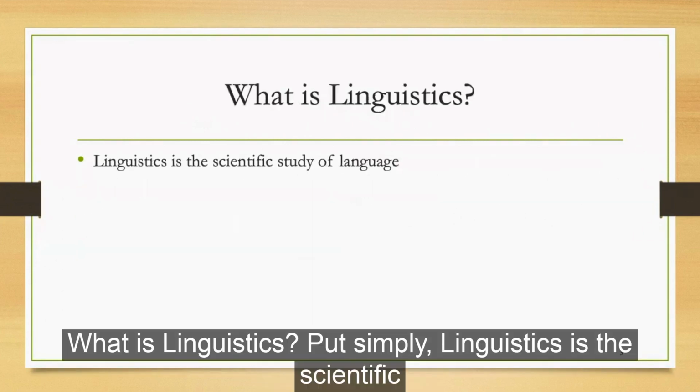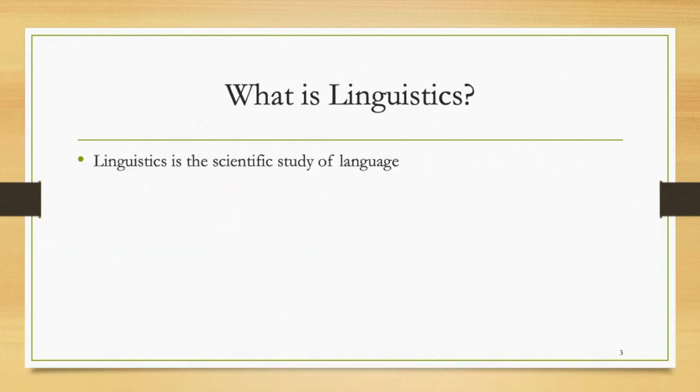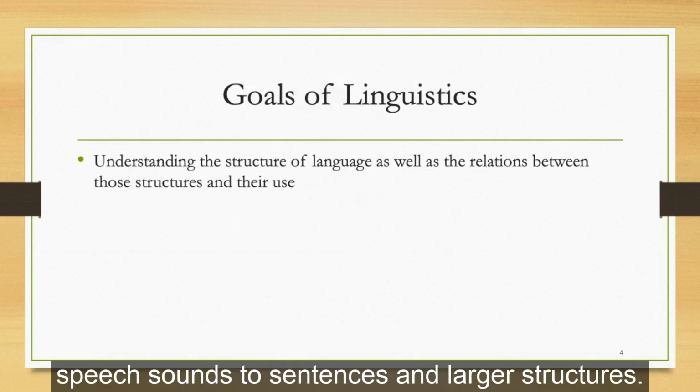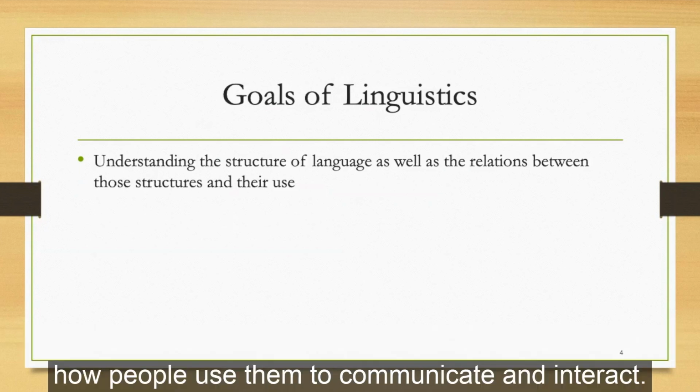What is linguistics? Put simply, linguistics is the scientific discipline that focuses on the study of human language. As linguists, we want to understand the different structures of language, from speech sounds to sentences and larger structures. We also want to understand the relations between those structures and how people use them to communicate and interact.